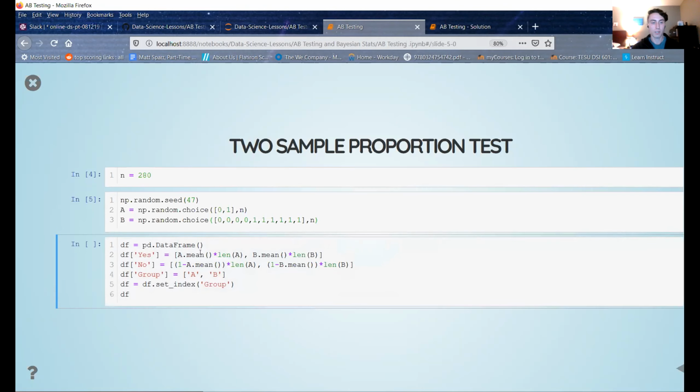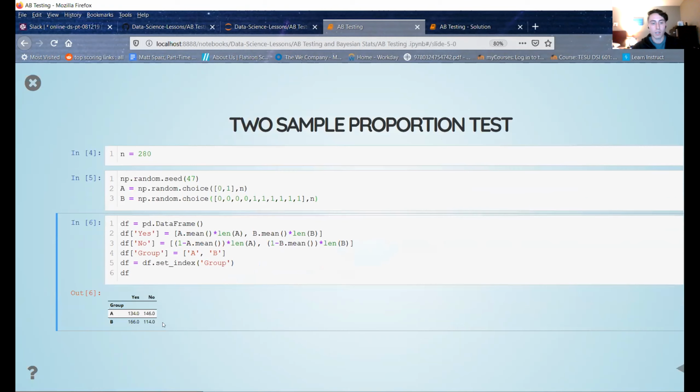So we'll go ahead and run that, and then we'll make a data frame of this data to kind of visualize it. So we're just going to make two columns, yes and no. So yes, they purchased something, no, they didn't. And then our two groups, A and B, where A is the old layout and B is the new layout. And we can kind of set this up so we get this nice little table here. So to read this, we have our old layout here on the first row. You can see that 134 converted basically, and 146 did not. And then for group B, we can see that more converted than did not. And if you add the rows together, you should get the 280 for both of them.